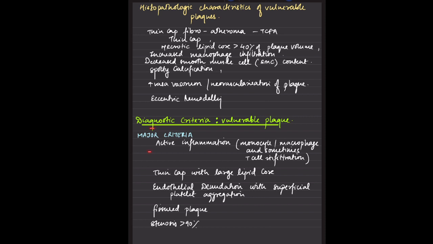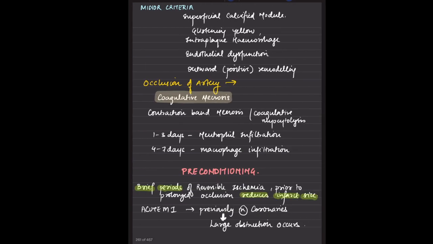And we have certain diagnostic criteria for the vulnerable plaque. So there is a major and there is a minor criteria. Talking about the major criteria, there is an active inflammation, that is the macrophage, which comes in. Okay, we know that smooth muscle cells are decreased, and there is increase in macrophage, and there is increase in lipid core. Then there is a thin cap which is coming. There is endothelial denudation, there is fissure plaque, and there is stenosis, which is more than that of 90%. Talking about the minor criteria, it is a superficial calcified nodule, glistening yellow, intraplaque hemorrhage, endothelial dysfunction.